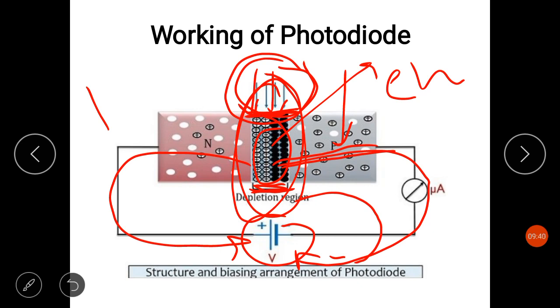So this was about the working of the photodiode. In my next lecture, I'll be discussing the characteristics, that is the VI characteristics of the photodiode, and advantages, disadvantages and applications.